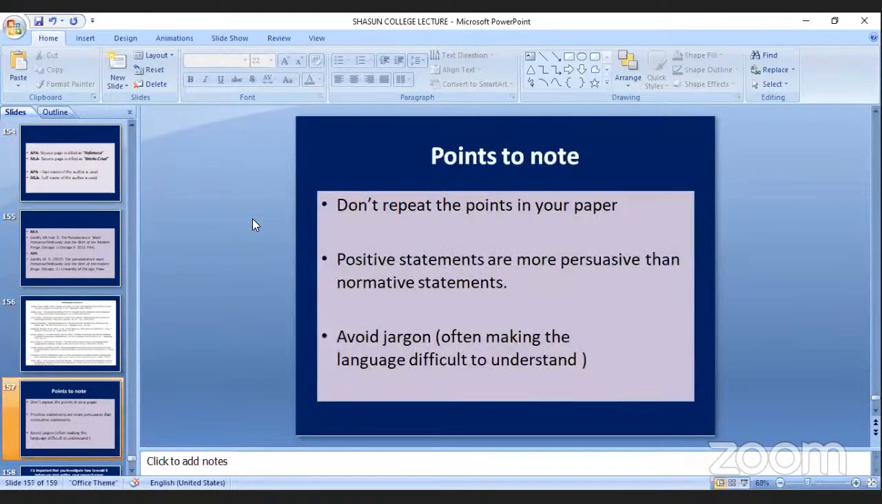So, points to note to write a proper research paper: don't repeat your point in your paper. When you're writing a research paper, don't repeat the points. Then give positive statements, and don't give very difficult statements and difficult words and all that.